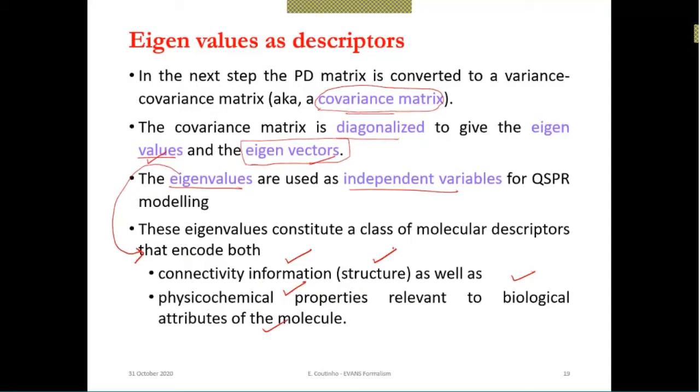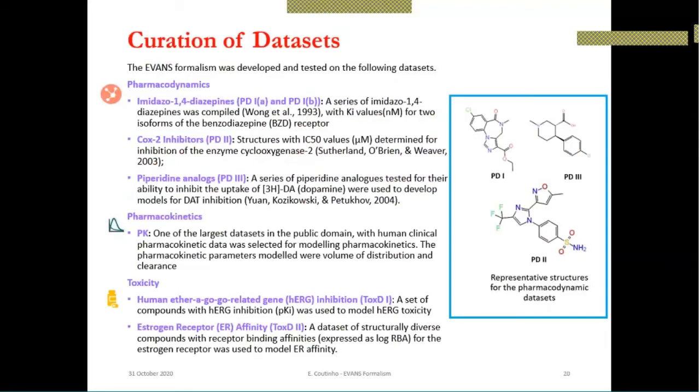So having understood the EVANS formalism and what it is all about, let's see how we apply it to pharmacokinetics, pharmacodynamics, and toxicity. Our first lesson was to build models using the EVANS formalism for pharmacodynamic endpoints. So we took three data sets. Our first data set is molecules, imidazole-1,4-diazepines, with this structure.